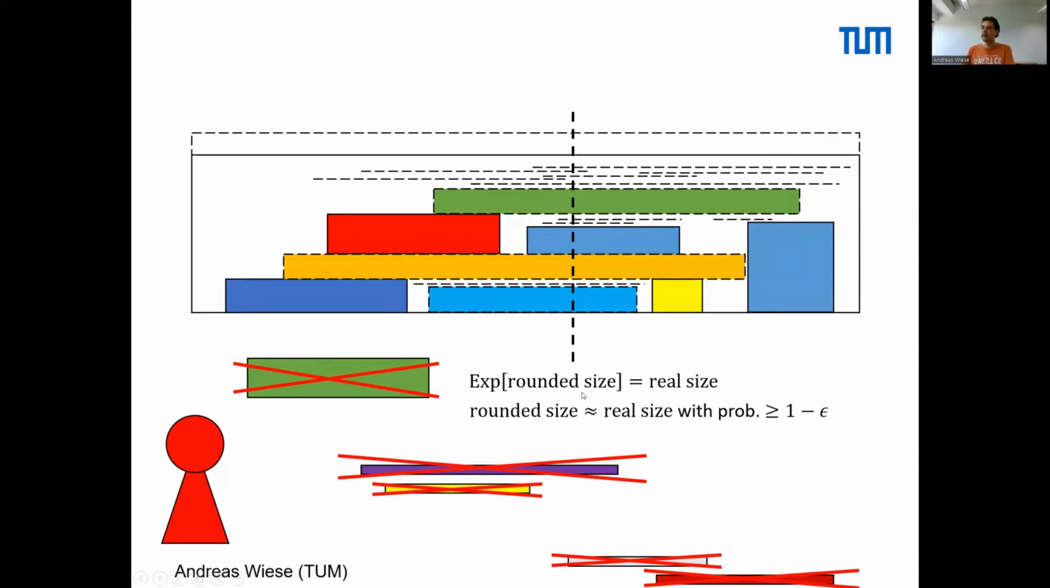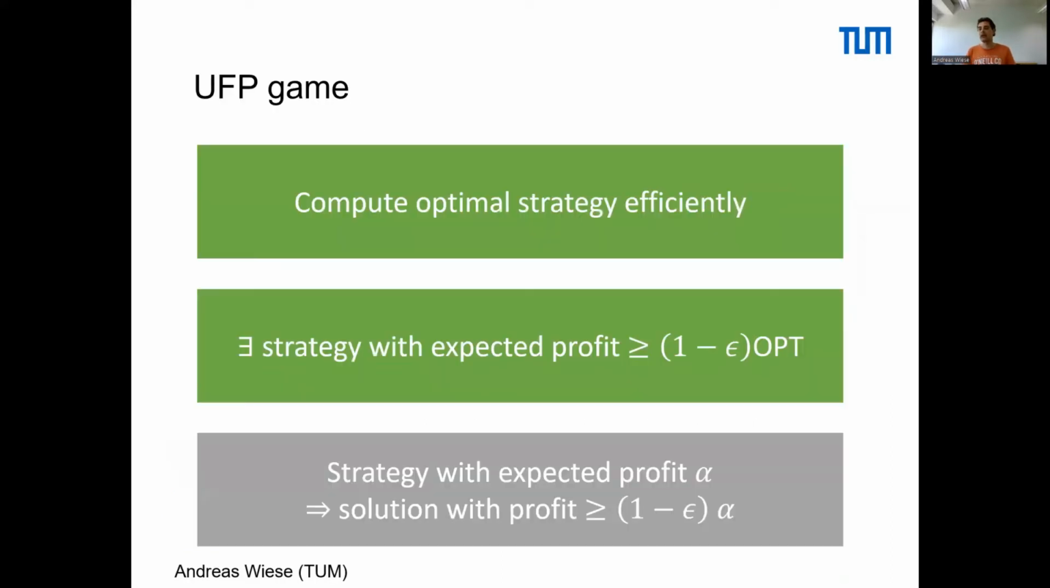However, you could even say that with probability at least 1 minus epsilon, the rounded size is essentially the same as the real size, but it's not good enough that this is true for one single point. You want it to be true for every single point, and it is not clear how to prove that. So I don't know whether this is true.